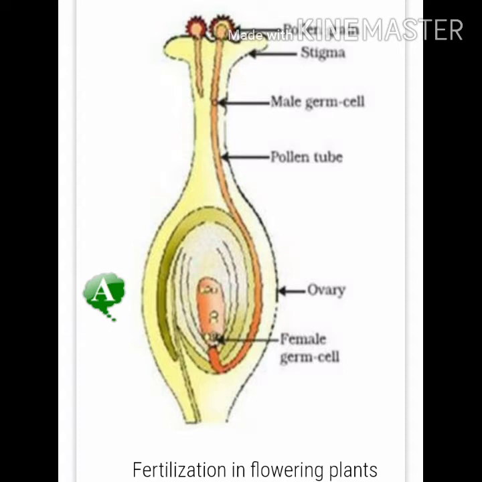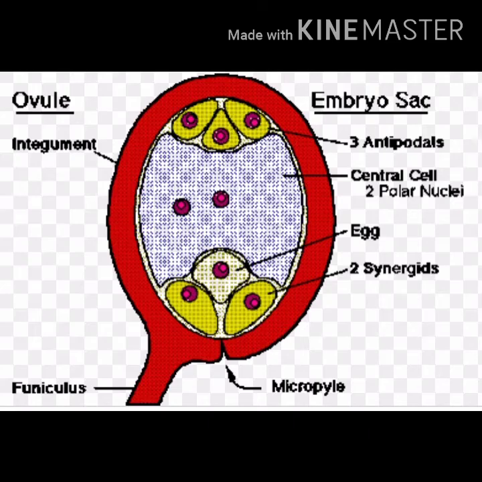This pollen tube grows towards the ovary, passing through the style. It penetrates into the embryo sac. So inside the ovary, what is present? Ovule is there inside the ovary. Inside the ovule, the embryo sac is there. Do you know what the condition of this embryo sac is?